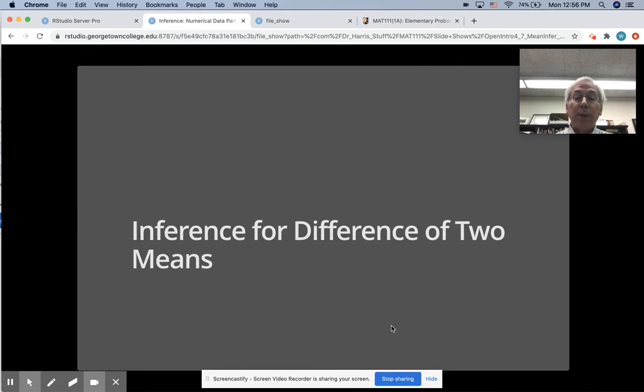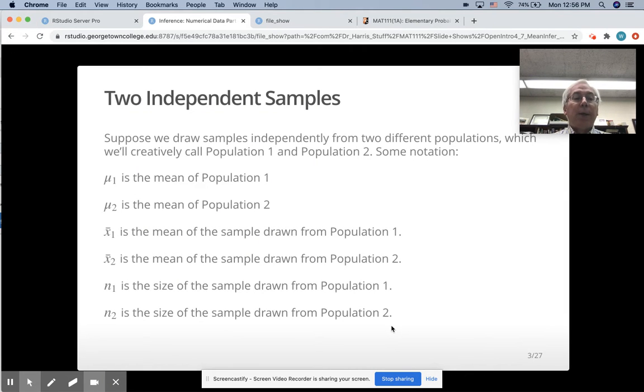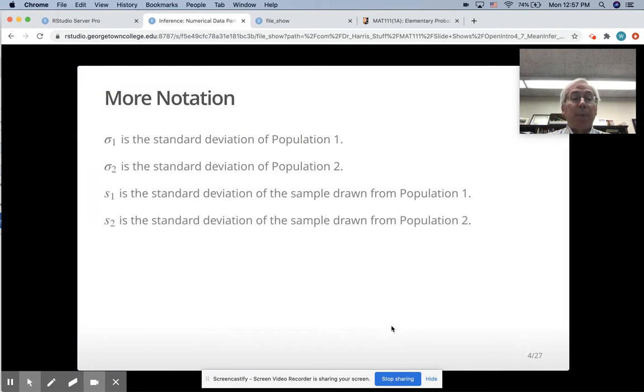So we will start by looking at a lot of notation. The notation should be reasonably familiar to us. The main thing is we've got subscripts present to distinguish information that's attached to population 1 and information that's attached to population 2. And so mu1 and mu2 are going to be our population means for populations 1 and 2 respectively. x1 bar and x2 bar are going to be the sample means. N1 and N2 are going to be the sample sizes. And then we've got the population standard deviations, sigma 1 and sigma 2, and the sample standard deviations, S1 and S2.